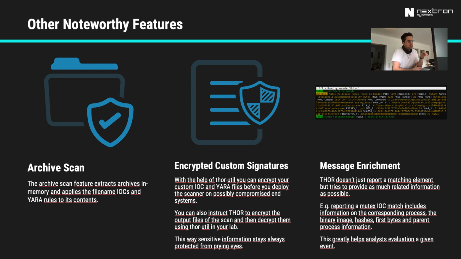And that's also a great feature: you can include your own custom signatures and YARA rules in an encrypted form. There's a small utility called THOR Util that can be used to encrypt signatures with a public key of a private key that's in the THOR scanner, and so THOR would read the YARA rules in the custom signatures folder, decrypt them, initialize, compile them, and then use them during the scan. There are two main reasons for that.